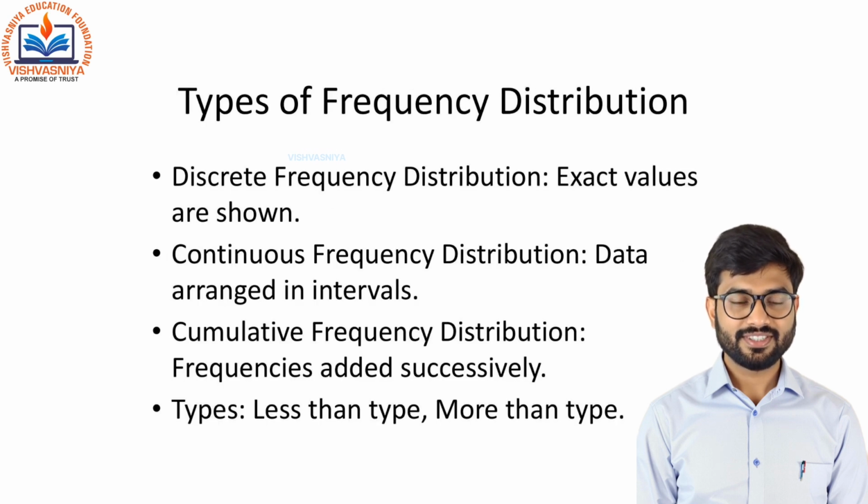Frequency distributions can be of different types. Discrete frequency distribution, when exact values are shown. Continuous frequency distribution, when data is arranged in intervals. Cumulative frequency distribution, when frequencies are added one after another. This can be of two types, less than type and more than type.